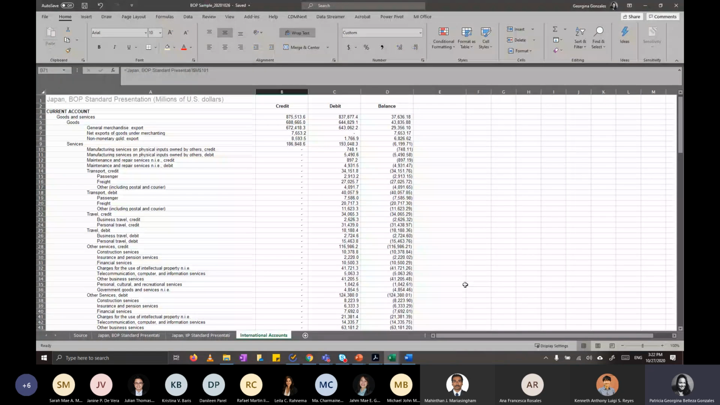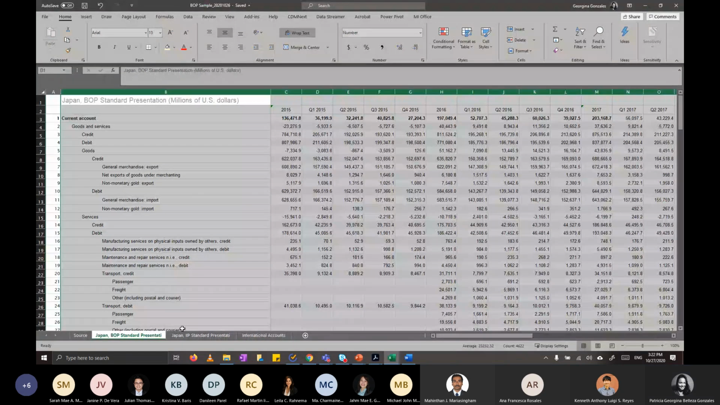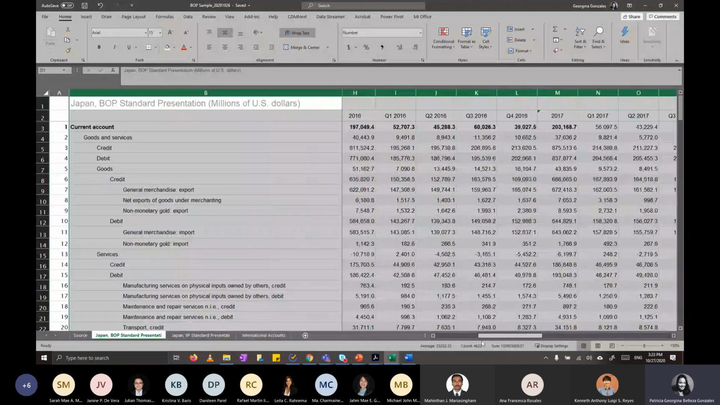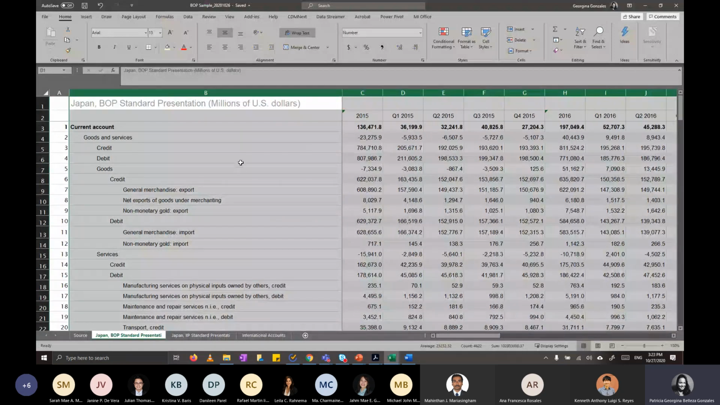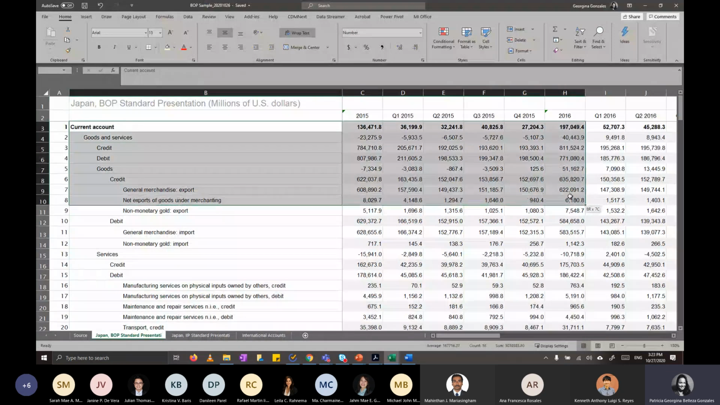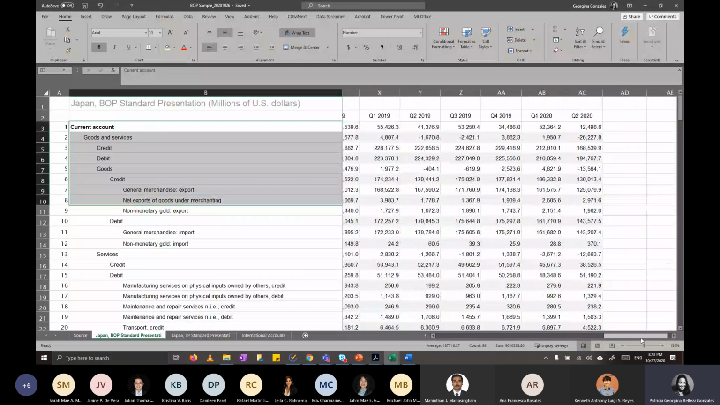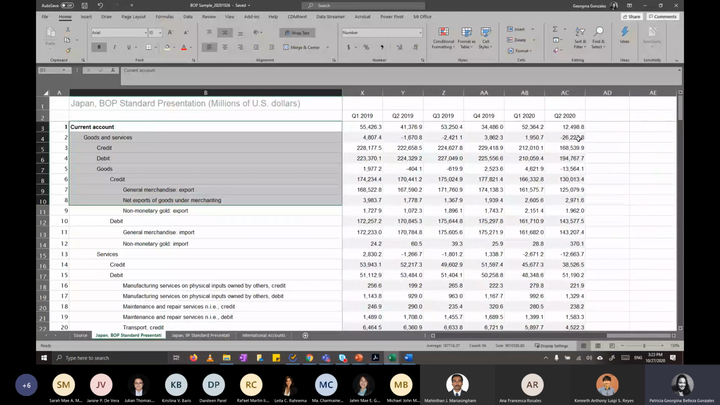So here I just downloaded some data from the IMF website for the BOP of Japan. We see here the current accounts that Ken can discuss. So this is the standard BOP presentation. In the IMF, based on their reporting requirements, there is quarterly and annual data. However, on the Japan website, they actually collect data on a monthly basis. So you have here quarterly data up until the most recent quarter, quarter 2, 2020.